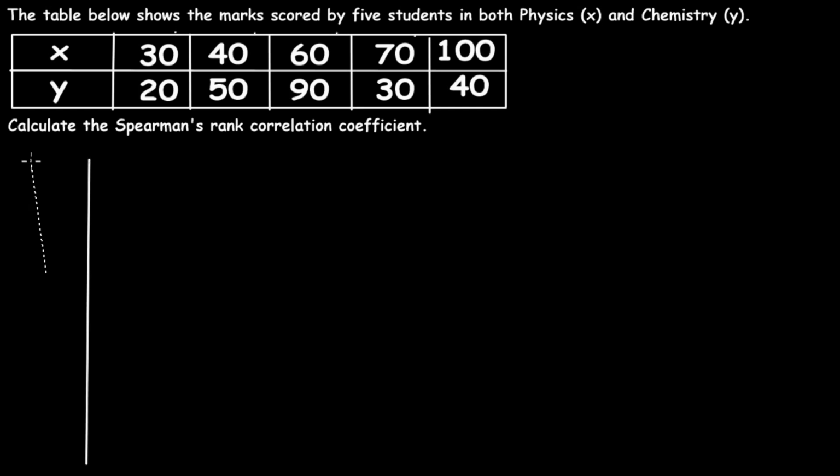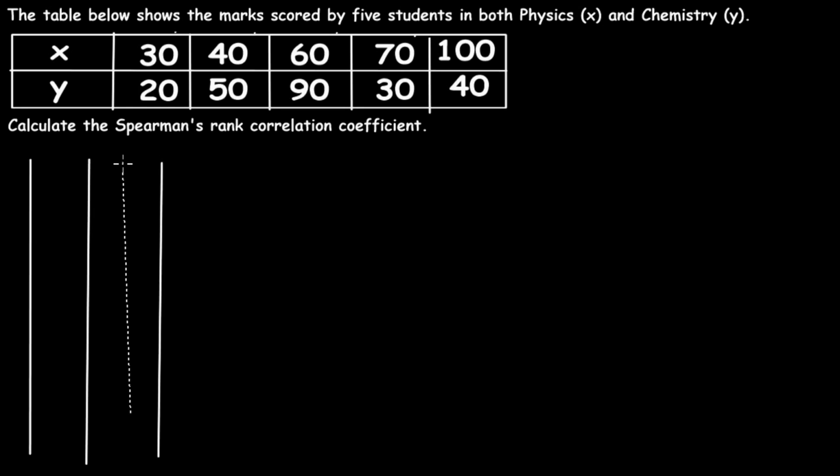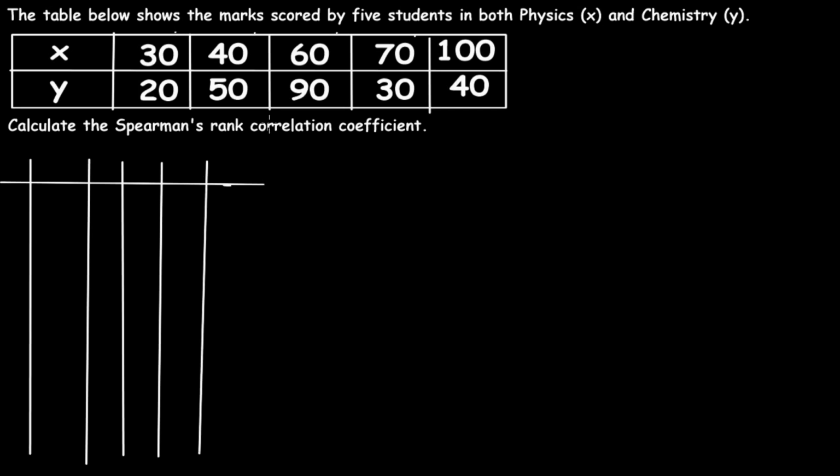I can split that into 2 to avoid too much space. Okay, this is enough. Then I can just get d and d squared. Now we need d and d squared. Perfect. So just bear with me.